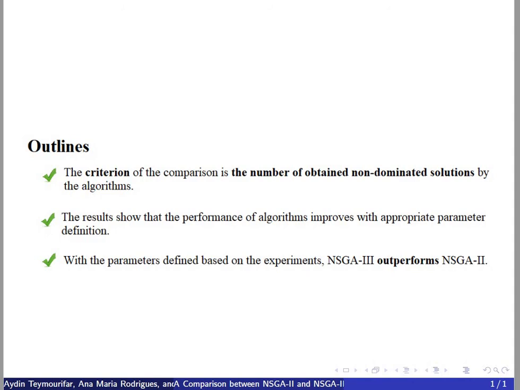The criterion of the comparison is the number of obtained non-dominated solutions by the algorithms. The results show that the performance of algorithms improves with appropriate parameters definition. With the parameters defined based on experiments, NSGA-III outperformed NSGA-II.